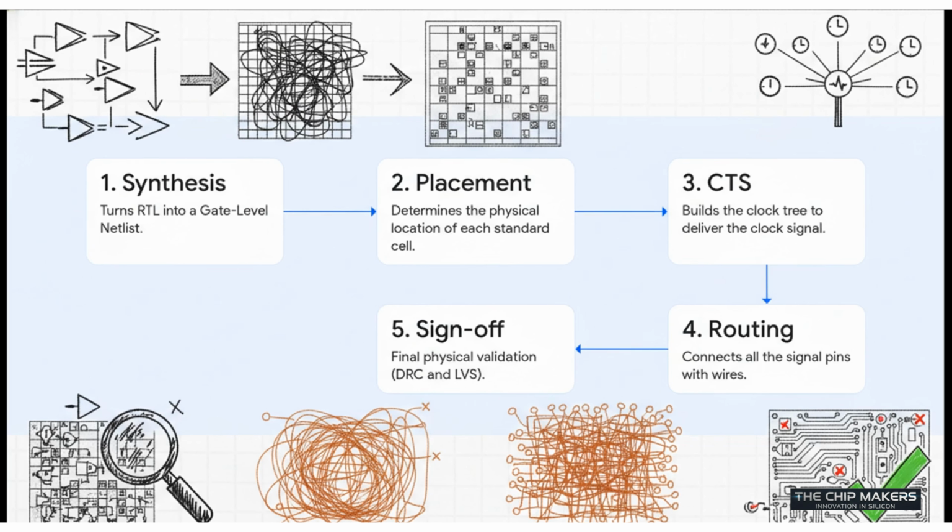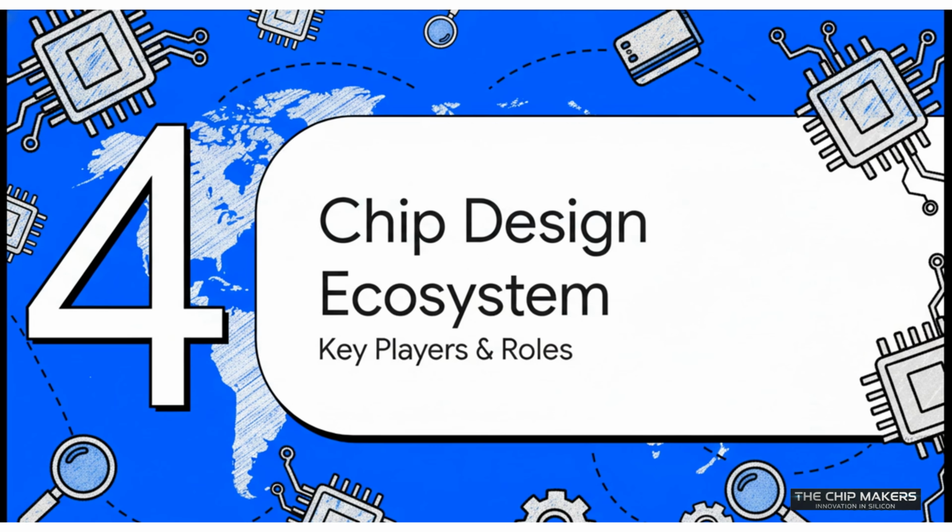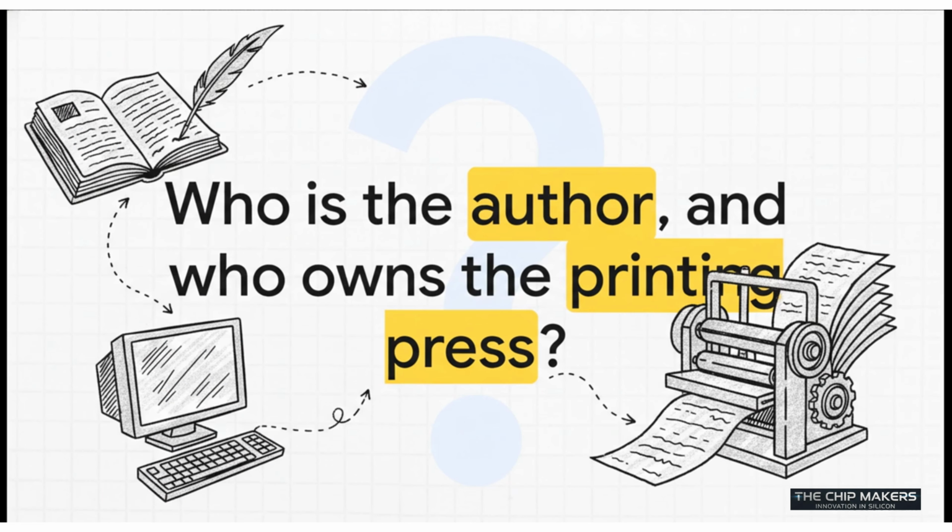for the real world. Now, you might be thinking that one giant company does all this, but the reality is that the chip design world is this vast, interconnected ecosystem. There are a ton of different players, and each one has a very specialized role to play. A really great way to think about this is with an analogy. If designing a chip is like writing a book, then who is the author? Who provides the word processor? And who actually owns the printing press? Let's break down those roles.